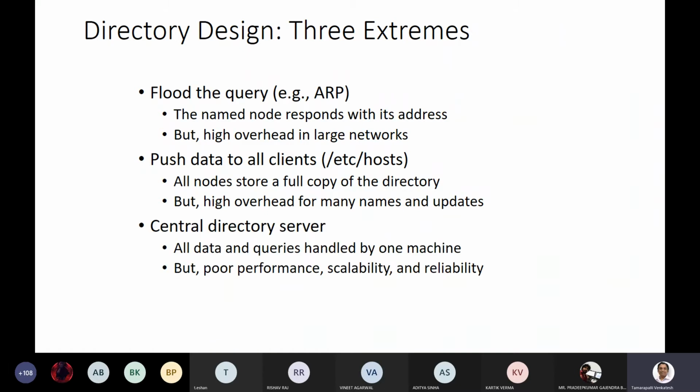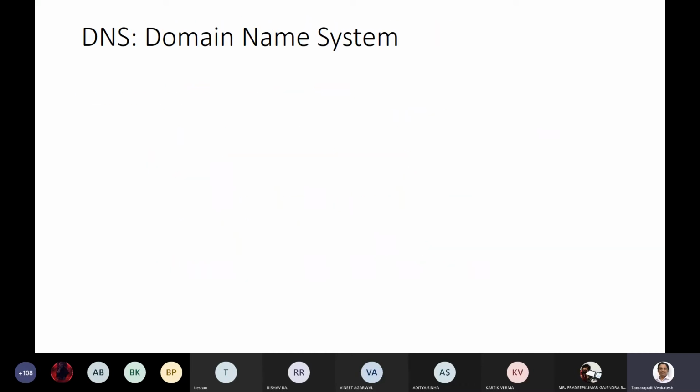and other issues. Then you could have a central directory service or a server where all the data and queries are handled by one machine, or a group of machines, could be a cluster. And then that single cluster will respond to all the resolution requests globally. Obviously, it is not going to give good performance. It gets overloaded as the number of machines or the number of key value mappings keeps increasing. And reliability is another concern. If this central directory server fails, then you will not have access to the internet.